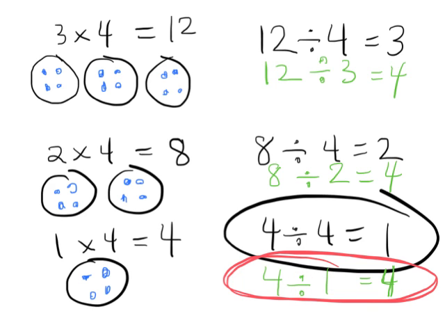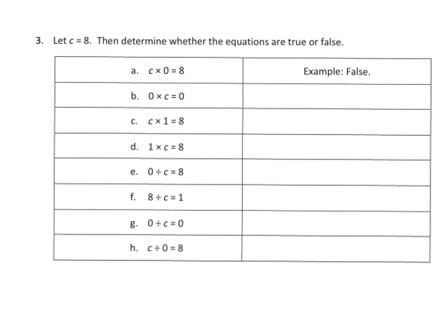All right, so this same multiplication scenario leads us to 2 discoveries about division. One, if you divide a number by itself, you get 1. And then the other, if you divide a number by 1, you get itself. So let's do a little bit of practice here. It says let C equal 8, and then determine whether the equations are true or false.